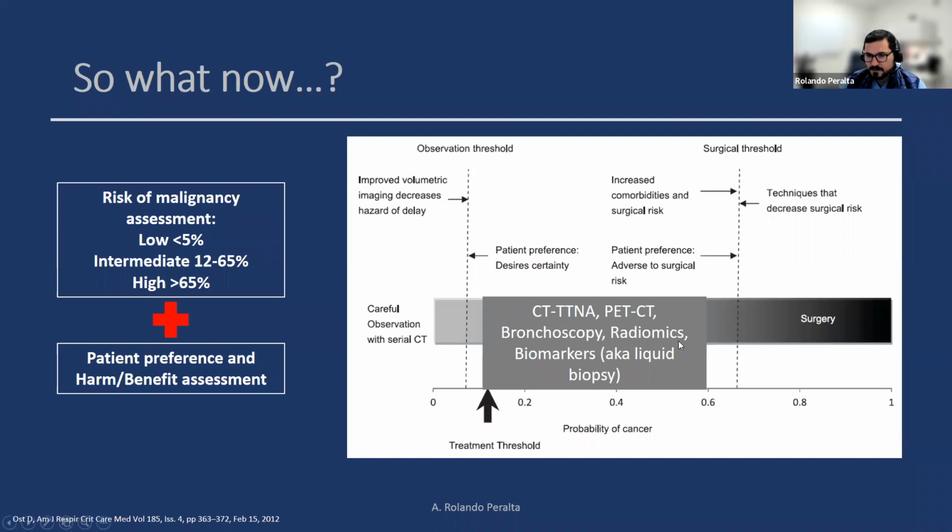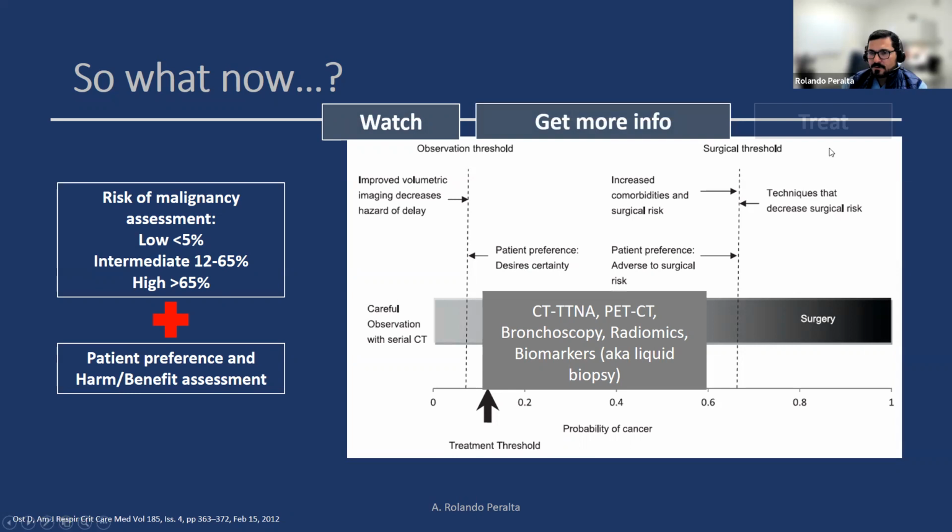All right. So again, if you fall in this category, you watch. Here you get more information, right? And here you treat. Now, we've talked about the risk to the patient, right? So if a patient is averse to risks, then you may move the thresholds. Example, the patient is very high risk because of comorbidities. Then this gets pushed a little bit more this way, right? So even though the probability of cancer is high, you may still want to confirm with a biopsy or some more information before you submit the patient to the risk.